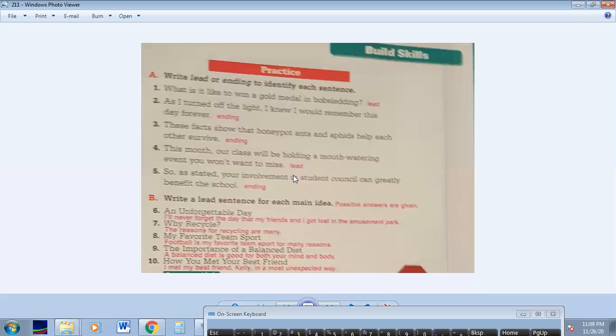This month, our class will be holding a mouth-watering event you won't want to miss. This is a lead because it's talking about an event that you don't want to miss, but we didn't tell you what the event is. So we're going to explain now what the event is and what it's about.